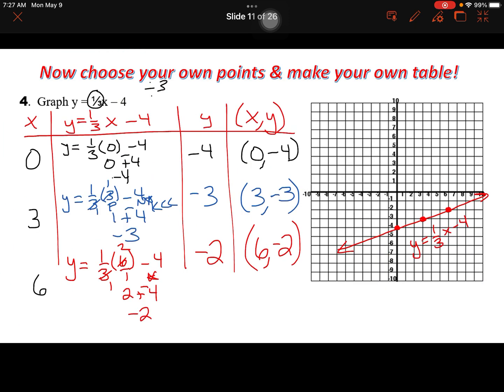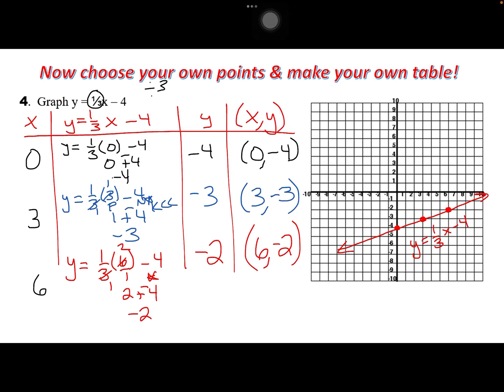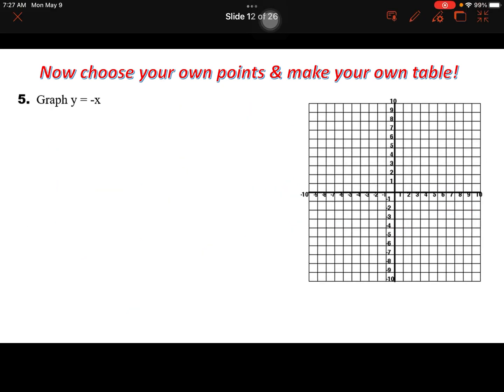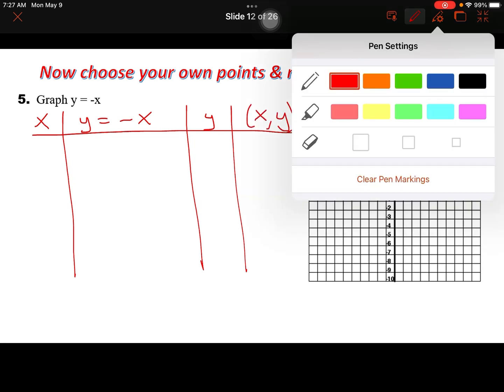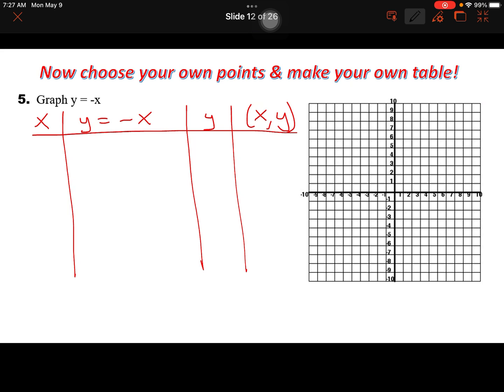All right, so hopefully you're getting the hang of this, and once again, you're just going to be plugging in points, then you're going to graph them. And finally, let's look at this last one. Now, I'm going to make my table. And this is x, this is y equals, and then we're going to put that, it looks like -x, but we'll talk about that again in a second. And we're going to choose our values of x. So in this case, we do not have a fraction coefficient, so I'm going to do 0, 1, and 2.